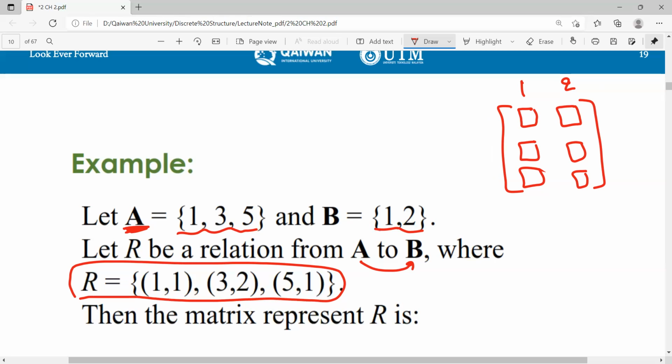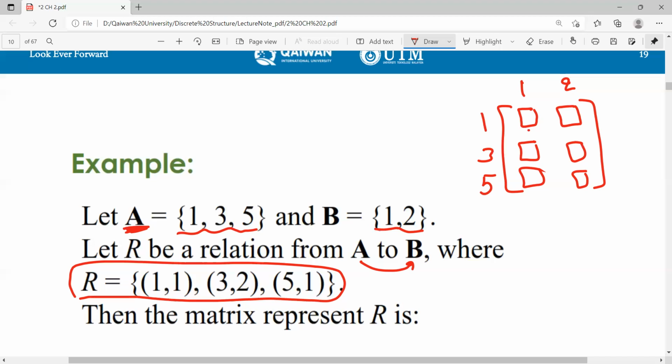Okay, I'm going to just write down the same as the order, what's in the set. 1, 3, and 5. What should we write down in these squares? We are going to write down either 1 or 0. When do you write down 1?